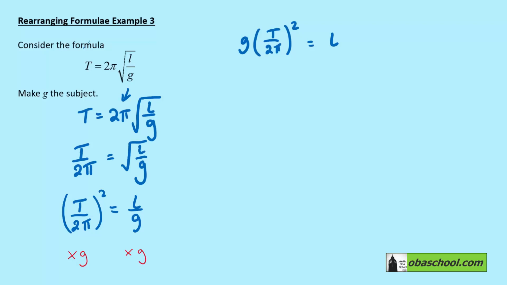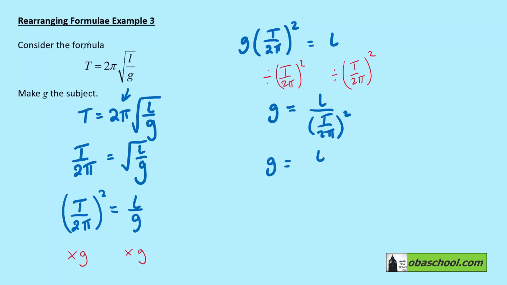G is multiplying this square bracket, so we can divide both sides by the t over 2 pi all squared. So we're going to do that to both sides. Remember, always to both sides. And then g is equal to L over (t over 2 pi) squared. But we don't want to leave it there because we've got a fraction with a fraction.